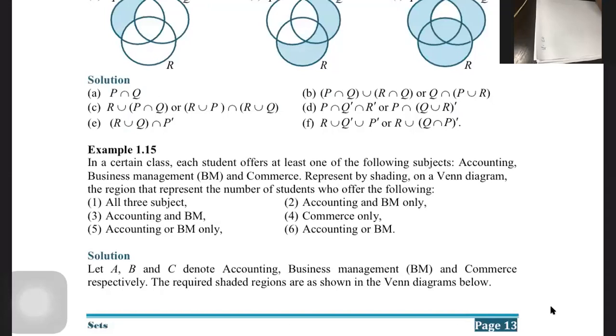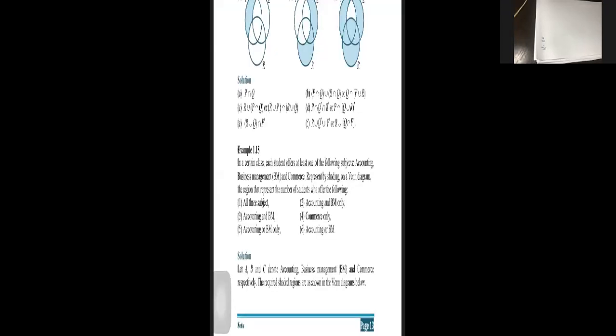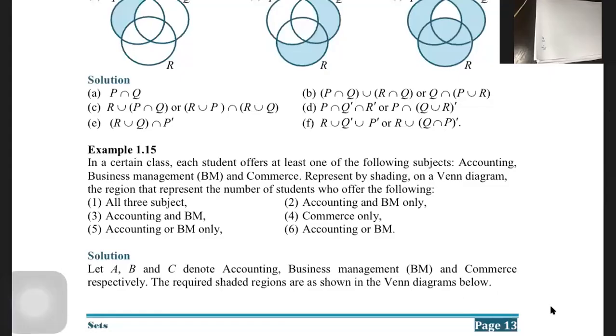You might think it is something to confuse you. No. So in a certain class, each student offers at least one subject. It is just to confirm that all the students are doing one subject. It is not anything that should confuse you. Good. So now that you have the confirmation that there is no complement, you can move on. So the subjects are accounting, business management, and commerce.